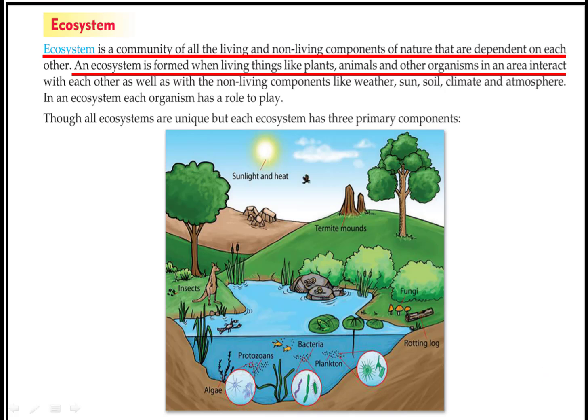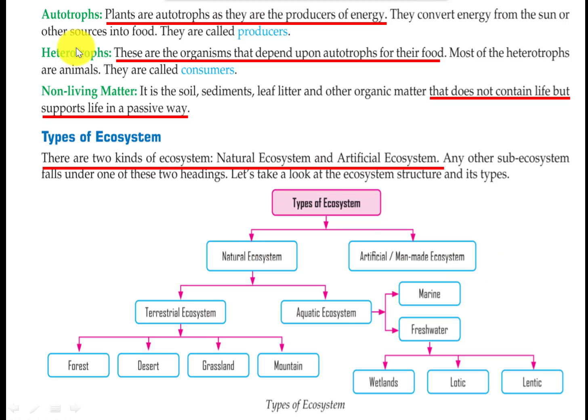What is an ecosystem? An ecosystem is the community of all the living and non-living components of nature that are dependent on each other. An ecosystem is formed when living things like plants, animals and other organisms in an area interact with each other. All ecosystems are unique, but each ecosystem has three primary components. What are the three primary components?